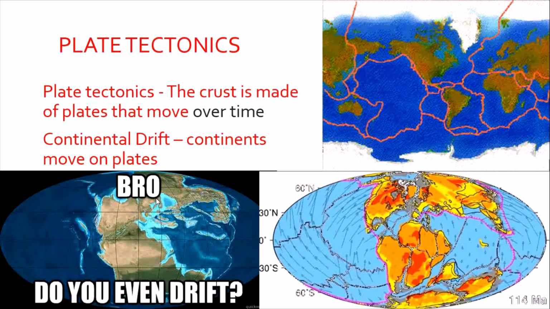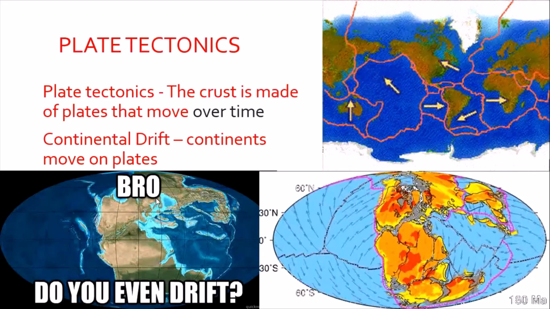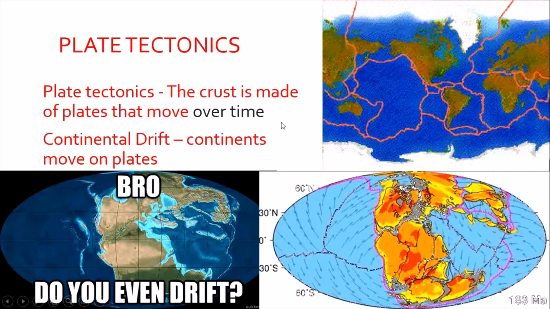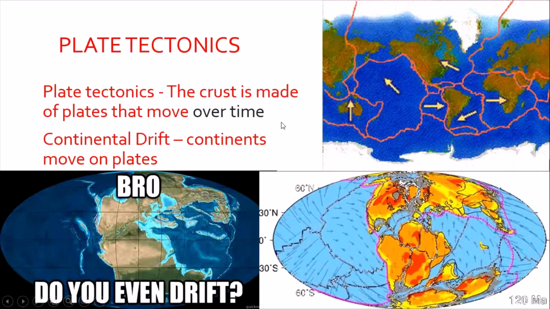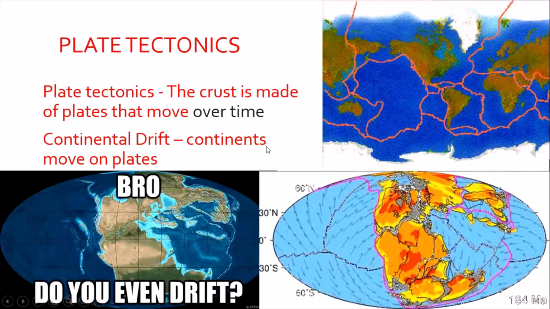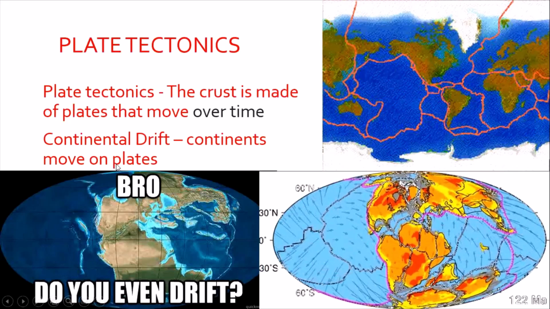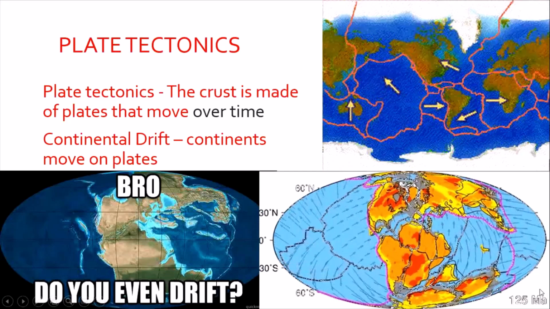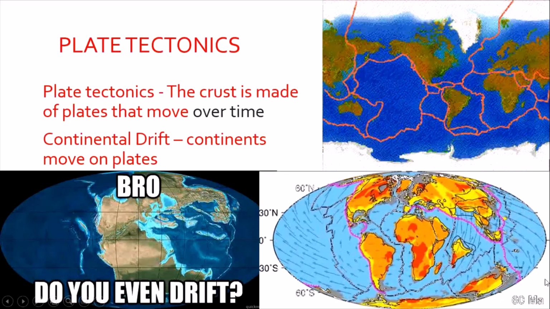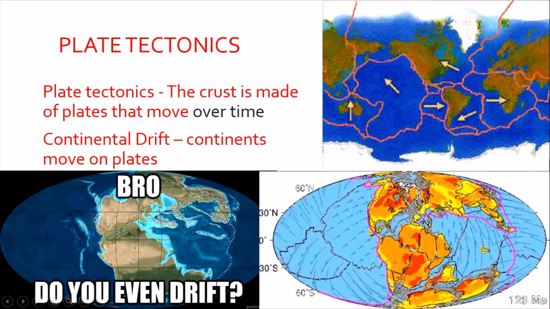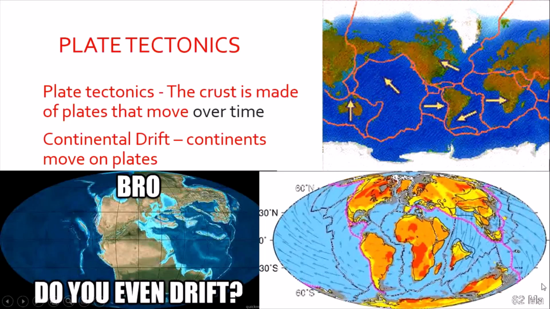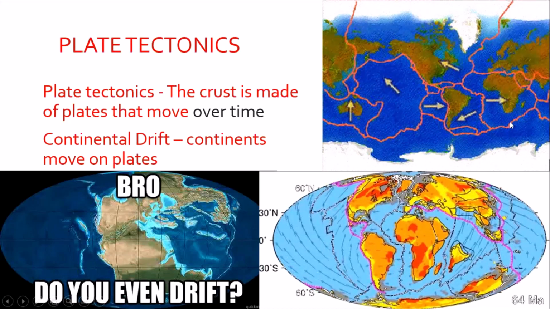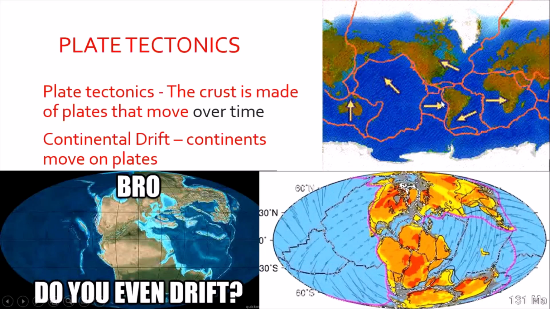So plate tectonics is a theory, and it says that the crust is made out of plates that move over time. We call that process of moving over time continental drift. Again, continents moving on the plates. You can see how this works down here. If you notice in the bottom corner, it shows how many millions of years it takes for this process to happen. It starts from millions of years ago in the past and works up to where our continents are presently. This picture up here shows you where all the plate boundaries are.